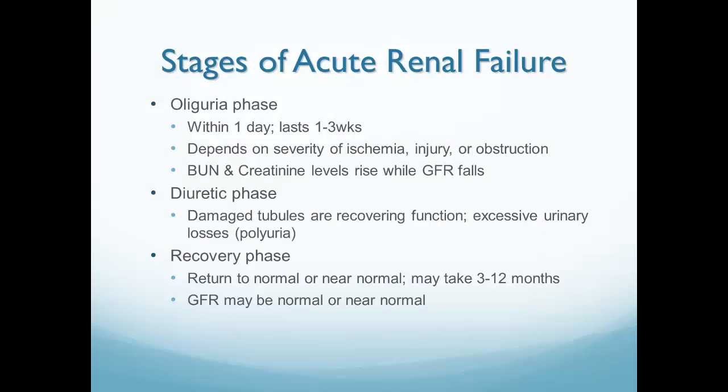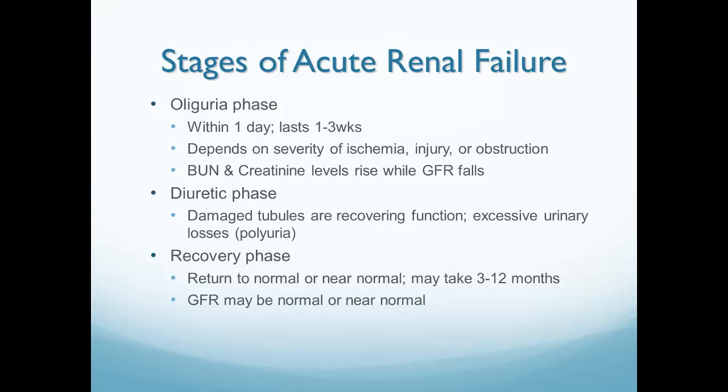Signs or stages of acute renal failure. With acute renal failure, the patient doesn't just get renal failure and then recover and they're fine. What happens is it goes through phases. The first phase is called the oliguric phase. This usually lasts from a day to maybe a couple weeks, depending on the severity of the ischemia, the injury, or the obstruction.